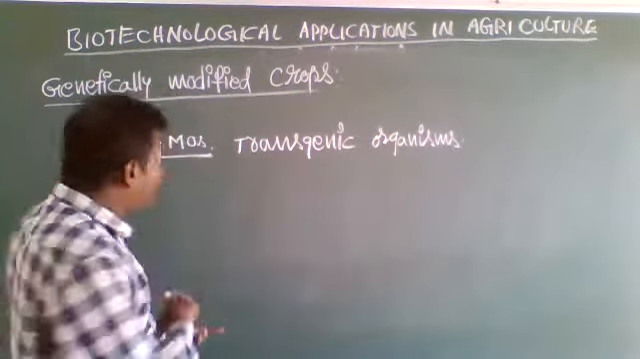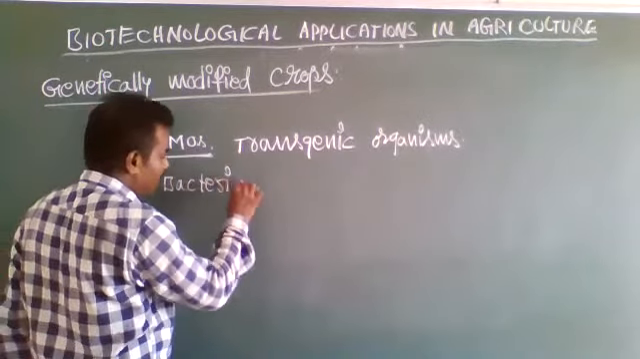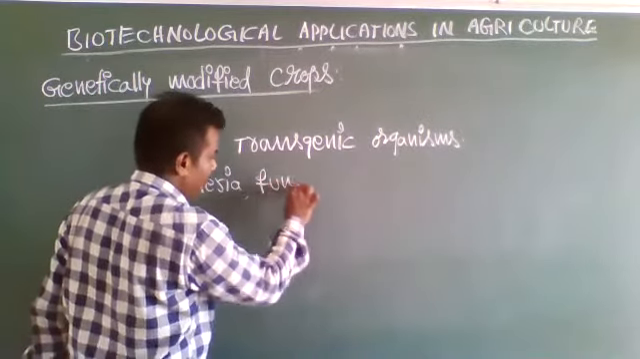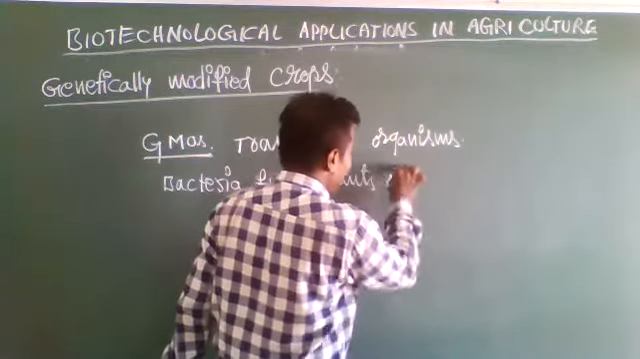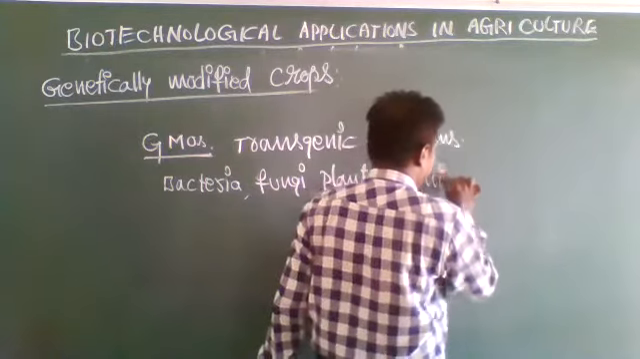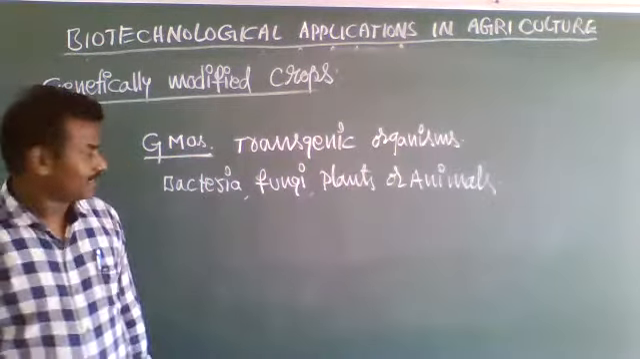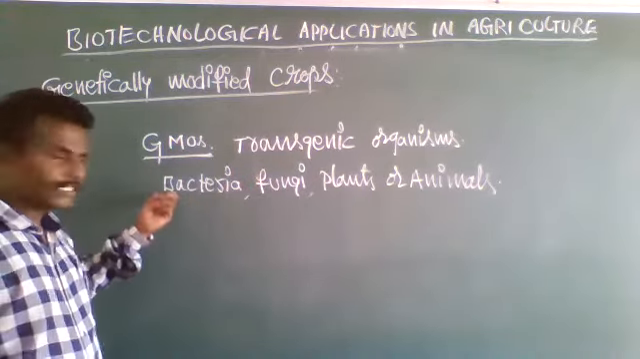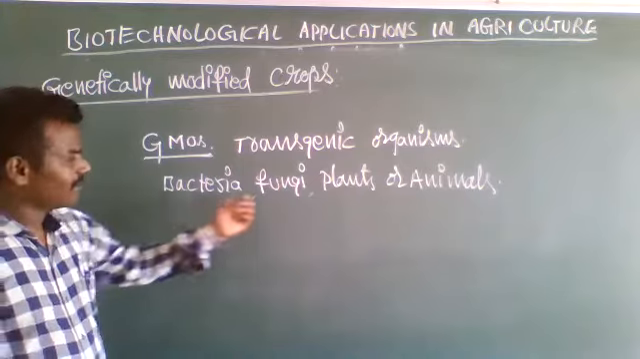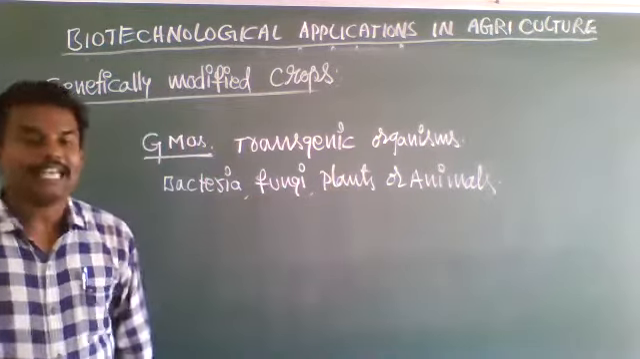Transgenic organisms could be bacteria, fungi, plants, or animals. So genetically modified organisms or transgenic organisms could be bacteria, available in the form of fungi, plants, or animals.